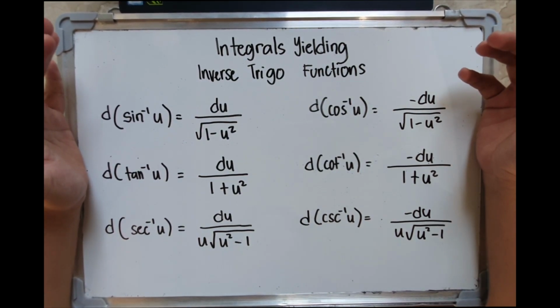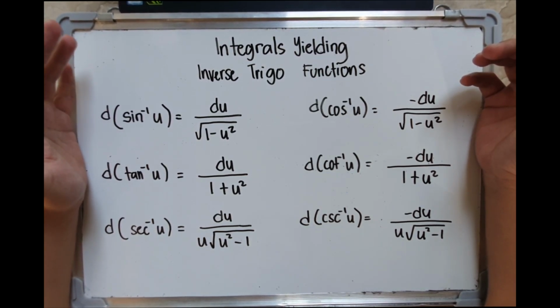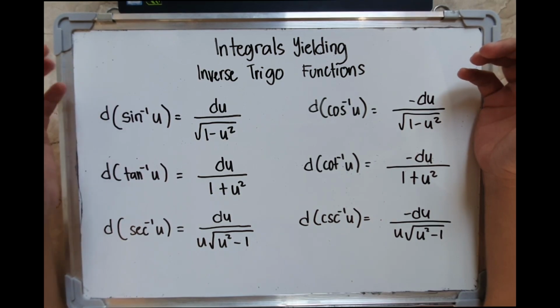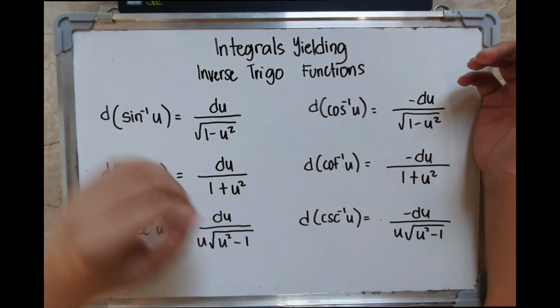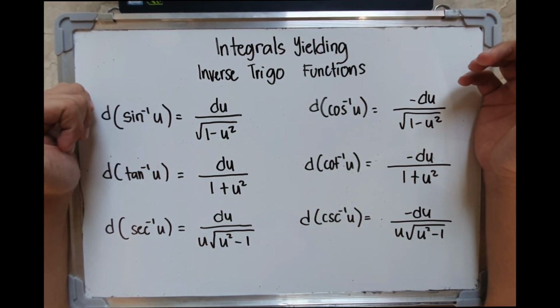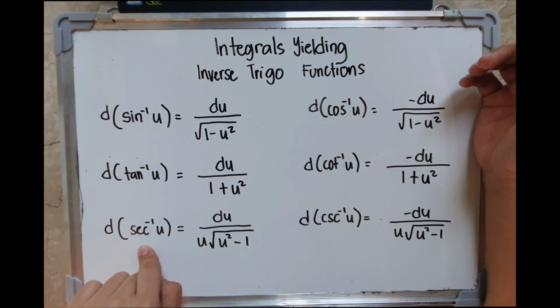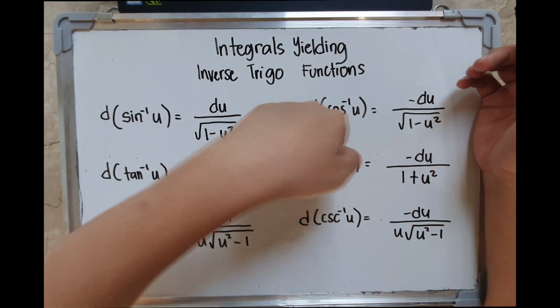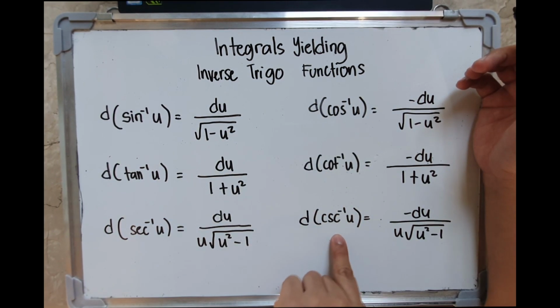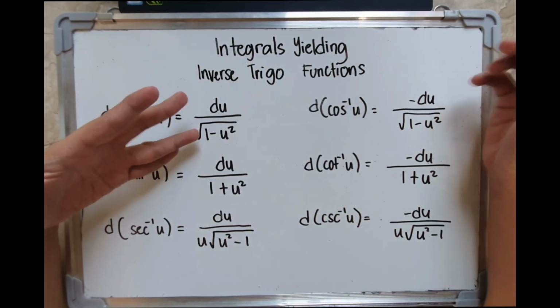Our topic for today is the integral yielding inverse trigonometric functions. Okay, so we have here presented the different derivative formulas of the inverse trigonometric functions. We have inverse sine u, inverse tangent u, inverse secant u, inverse cosine u, inverse cotangent u, inverse cosecant u. Now we have the following results right here.